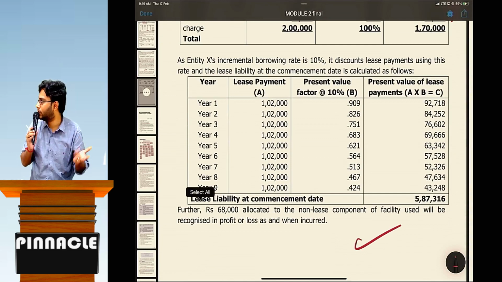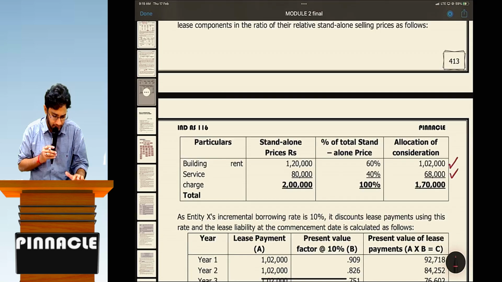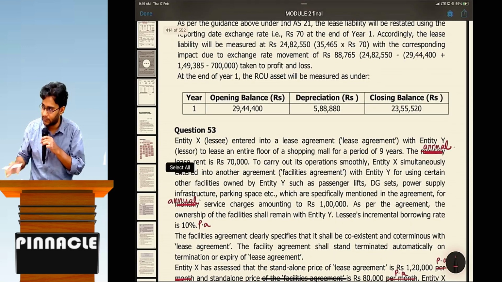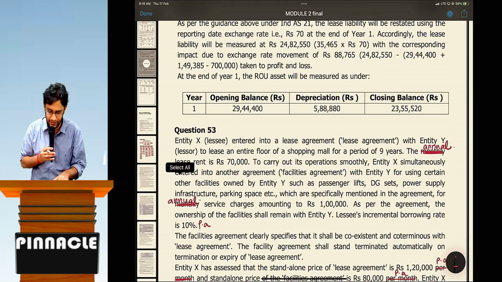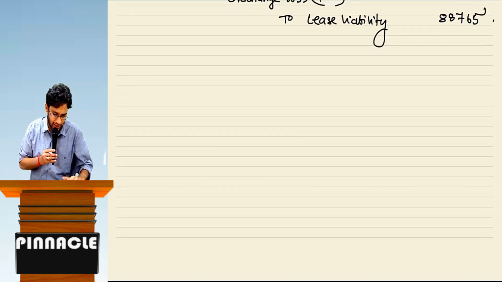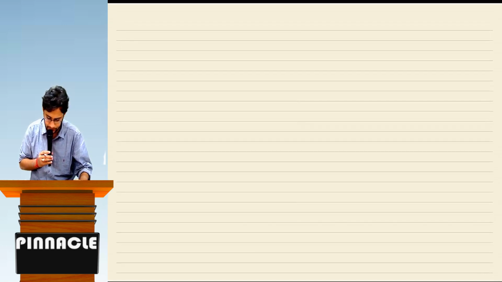68,000 will go off to PR also, service charge. One small point: if you write standard, you can comfortably close it in your notes. Just write it. It's not very relevant, but now that we have done so much, you can write this last point also.